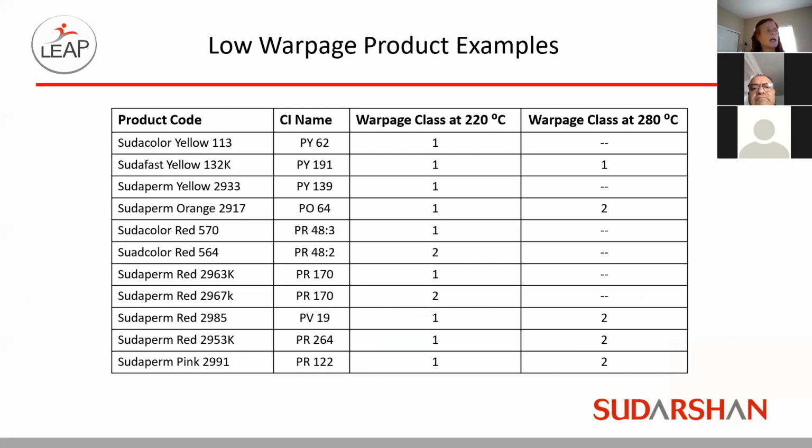And here is a listing of some examples of color indexes and their warpage rating. So it's important to understand the versatility of that particular colorant at both temperatures. For example, the yellow 62 has a good warpage rating at the lower temperature, but falls off significantly at the higher temperature. So it's always important to check both of these temperature areas for the warpage value.